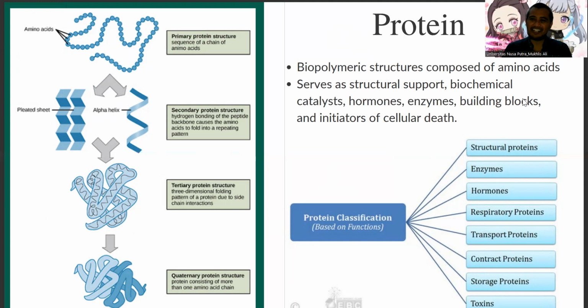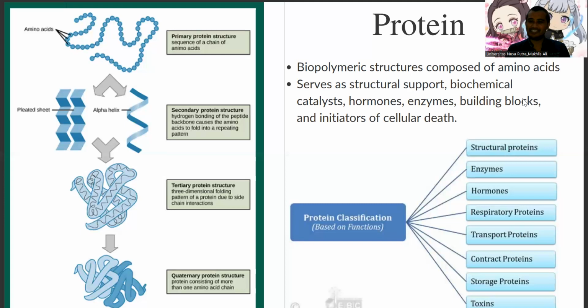The first one is structural proteins. It has the function to develop the cell. So sometimes a cell is broken and needs to redevelop, so it needs structural proteins.